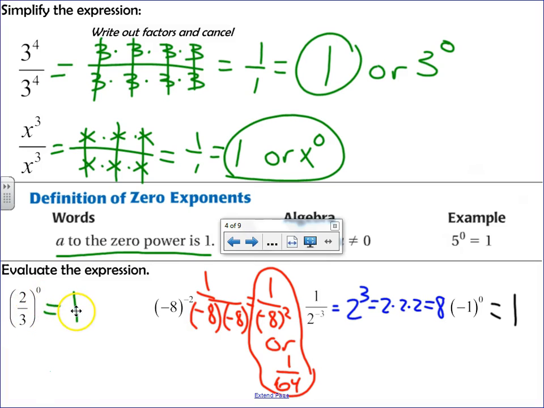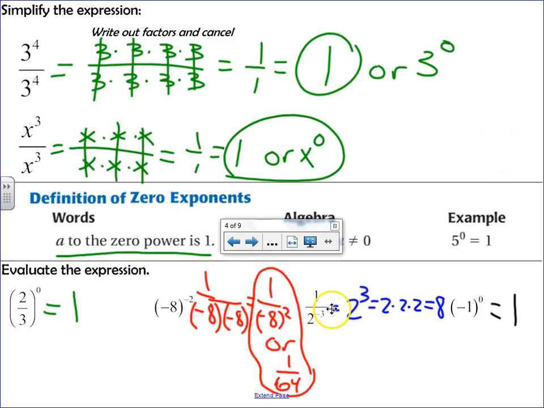So 2/3 to the 0 power is 1. This whole thing is raised to the 0 power, so I have 0 2/3's, but I still have a factor of 1. Negative 8 raised to the negative second power means I'm dividing by negative 8 twice, which gives me 1 divided by negative 8 twice. So 1 over negative 8 squared. Remember, that's in parentheses, so I keep it there. If I want to evaluate it, it'd be 1 over 64.